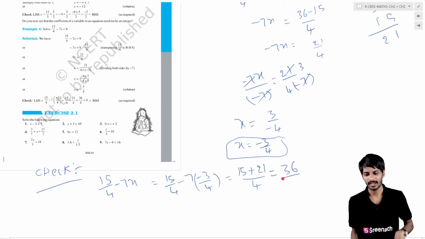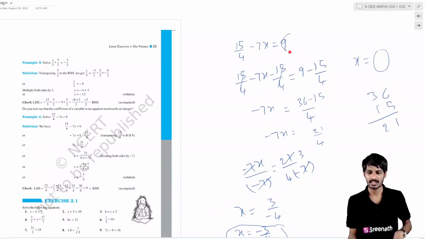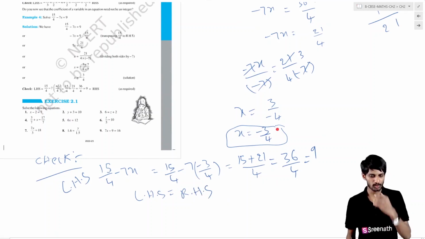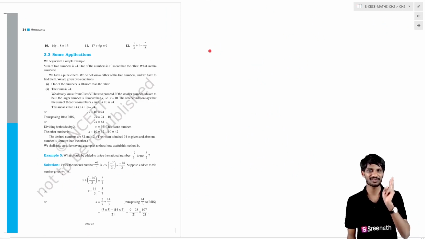That is 36 by 4. So 36, how many times? That is 9 times. So the LHS value is 9. Similarly, in the given equation the RHS is also 9. So finally, what happened? LHS is equal to RHS. So our answer is right. What is our answer? That is x equal to minus 3 by 4, which is right. So that is our second topic, students.